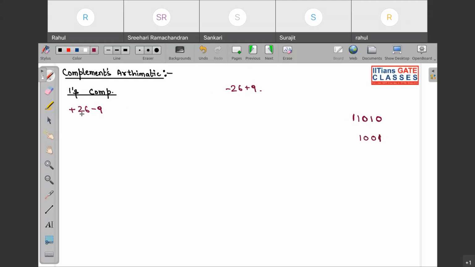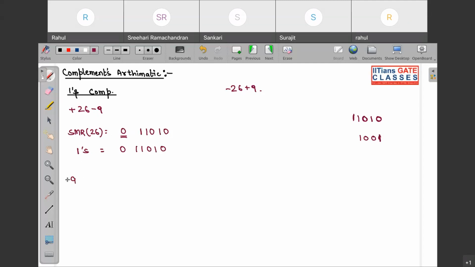In the first case, look, 26 is positive. So what is the sign magnitude representation of 26? It is 0. 0 is your sign bit, and magnitude is what? 1 0 1 0. So for a positive number, we know what? One's complement is the same as your sign magnitude. So this will be 0 1 1 0 1 0. Okay. Now come to 9.